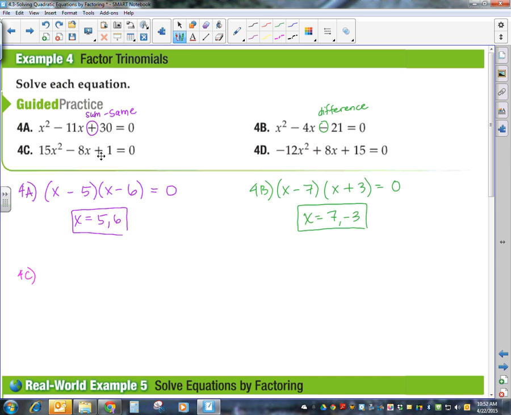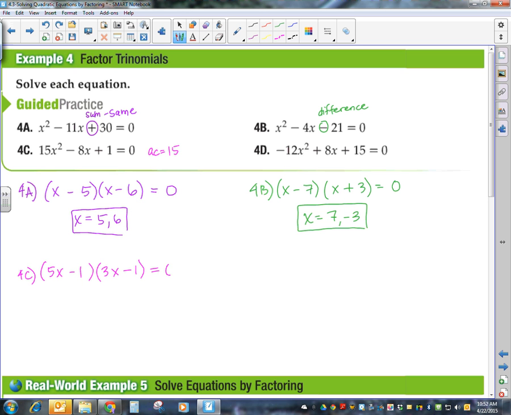I'm still looking for a sum, and you really have to think of what a times c is. In this case it is 15. So you're looking at the factors of 15 that add up to 8. And that, of course, is 5 and 3. So this is going to be 5x minus 1, 3x minus 1.